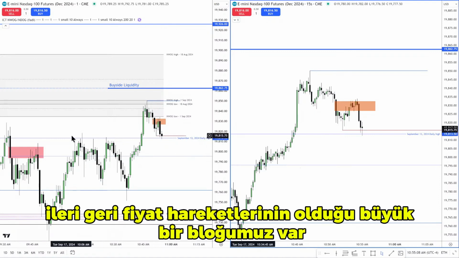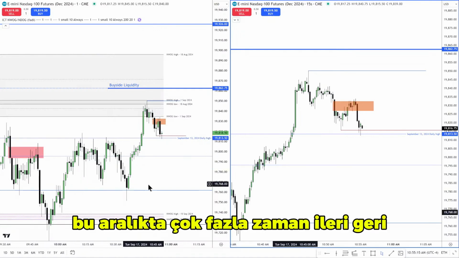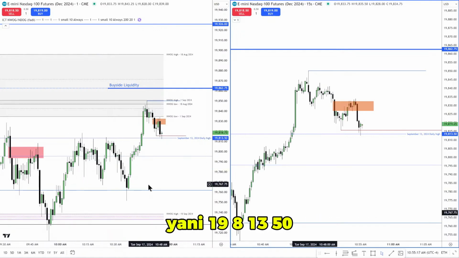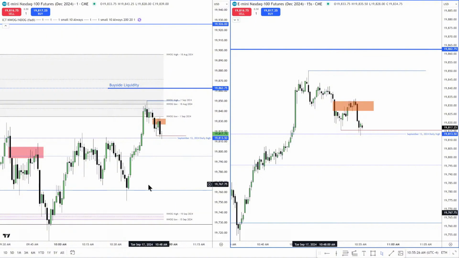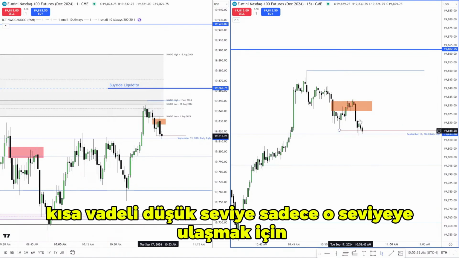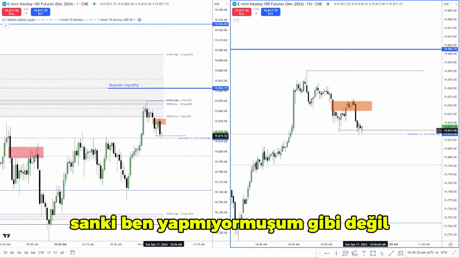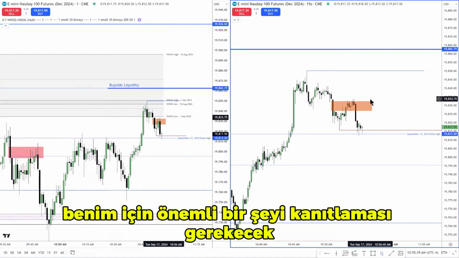We have this big block of back and forth price action where it spent a lot of time back and forth in this range. So 19,813.50 is also September's 13th daily high. So I'm not impressed with the run below the short-term low just to get to that level. It's not like I see it breaking down and going lower. It's going to have to prove something significant to me.